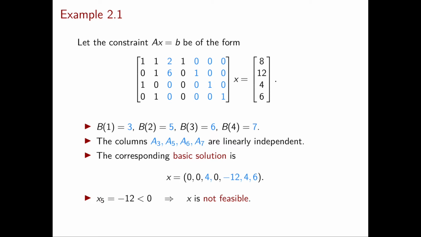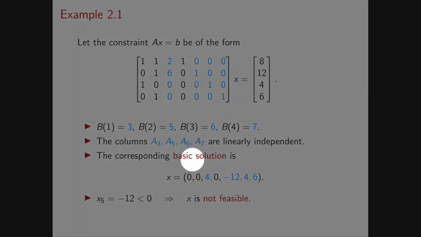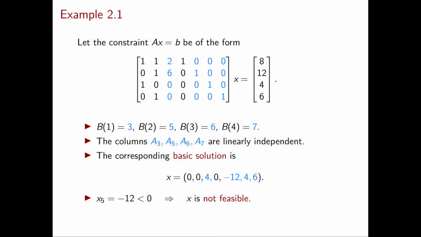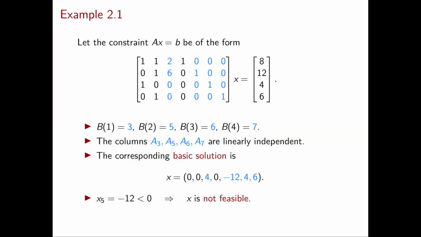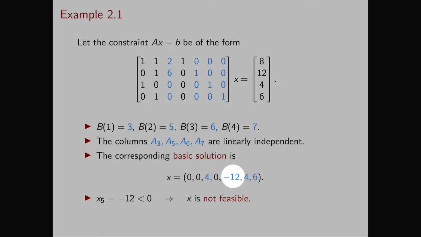And now, to obtain the corresponding basic solution, I again set x1, x2, and now x4 to 0, solve the remaining system of equations, and you can check that you obtain x3 equal to 4, x5 equal to minus 12, x6 equal to 4, and x7 equal to 6. Now, this basic solution is not a basic feasible solution because one of the components is strictly negative.